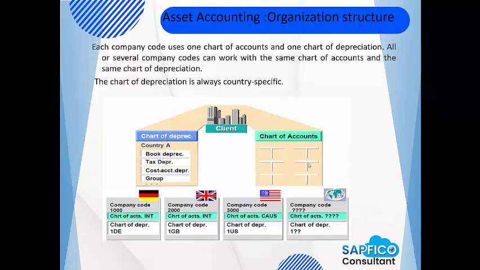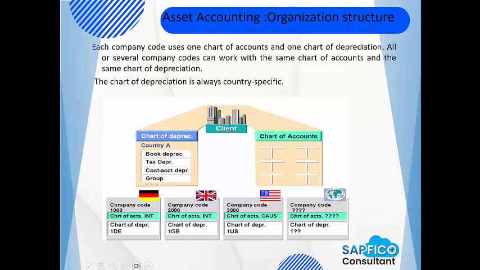So let's understand the organization structure. Every company uses one chart of accounts. For example, if in a group there are multiple company codes, all the company codes use a single chart of accounts.